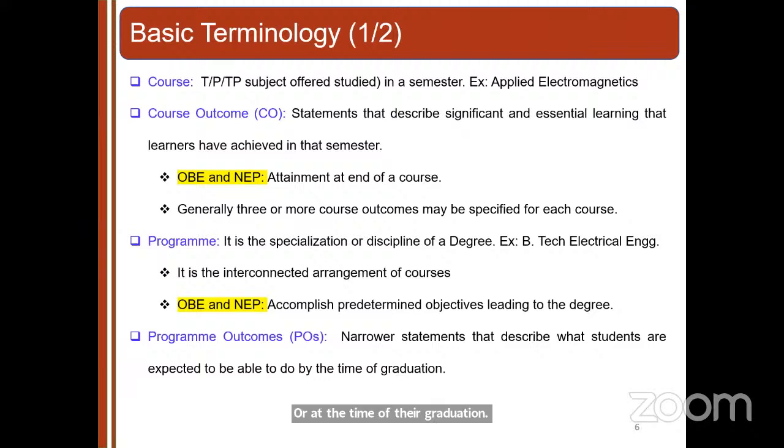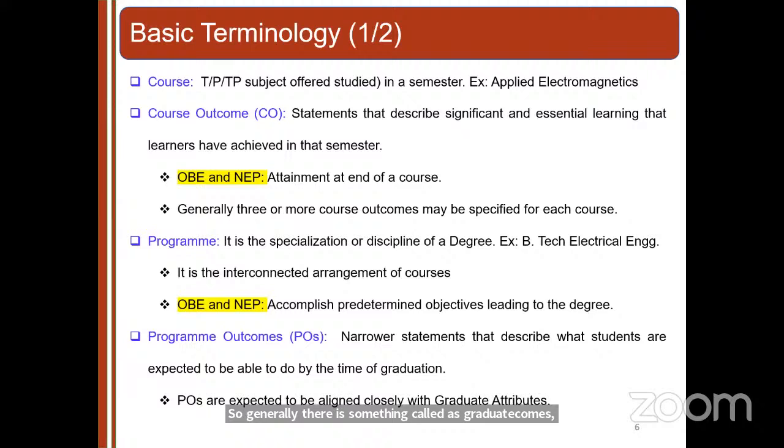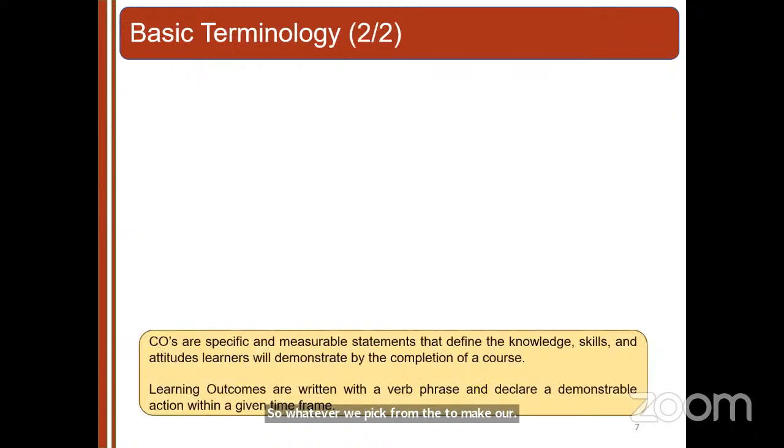So this is about POs. Generally, there is something called graduate outcomes, and these POs must be very closely aligned to the graduate attributes, the 12 graduate attributes. So whatever we pick to make our program outcomes must be aligned with the graduate outcomes.